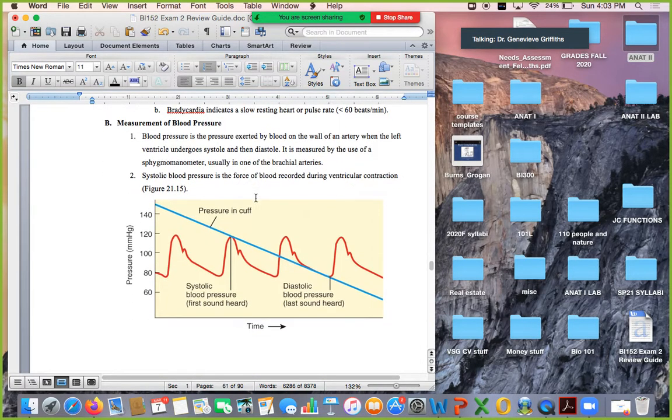Now, again, we measure blood pressure by blood pressure cuffs, and those of you that have joined us in lab have had the chance to play with these already. We'll be playing with them next week as well, so don't worry if you missed it. You can do that next week too.